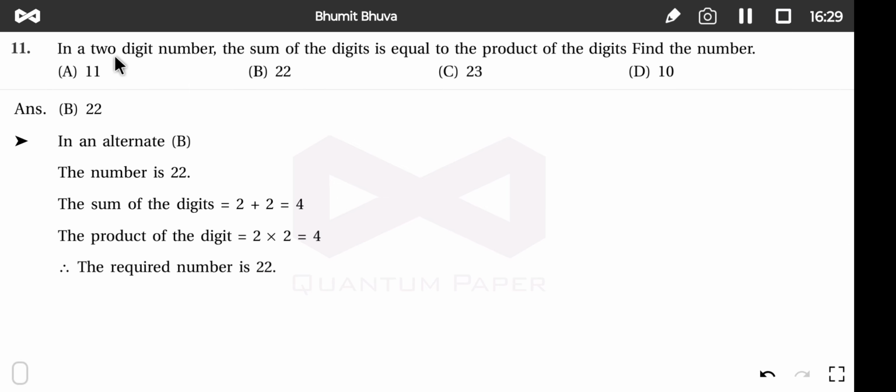In a two-digit number, the sum of the digits is equal to the product of the digits. Then find the number. Okay. So this is a word problem, but we don't have to write anything because this is an MCQ, so we have to do it with a short trick.